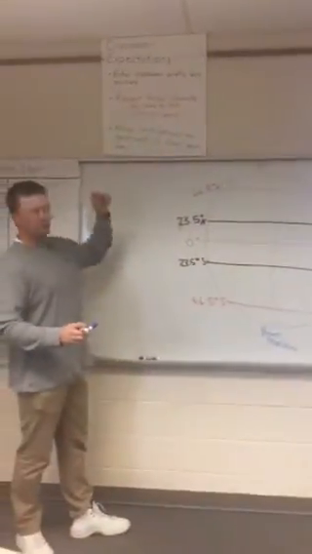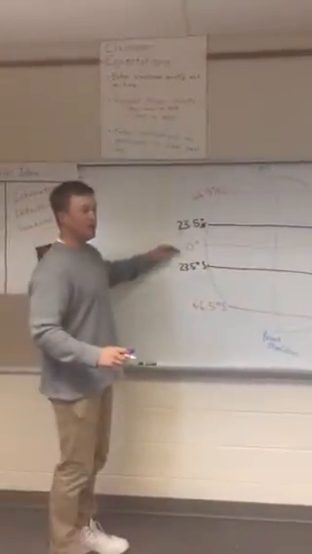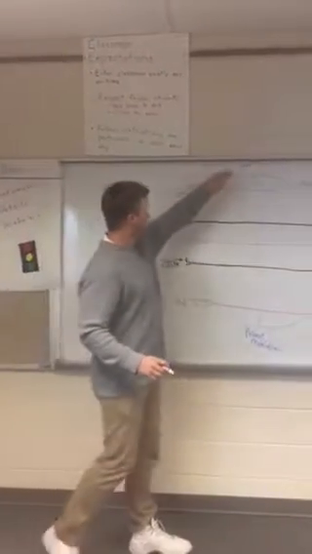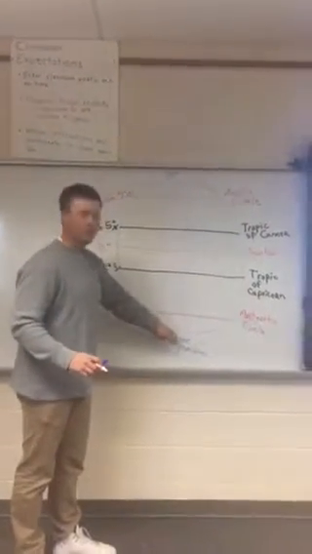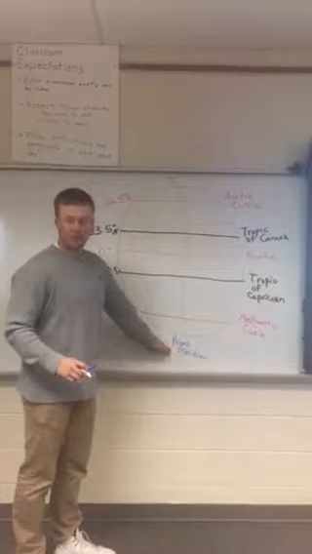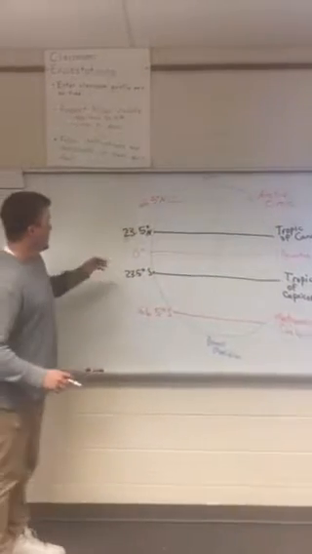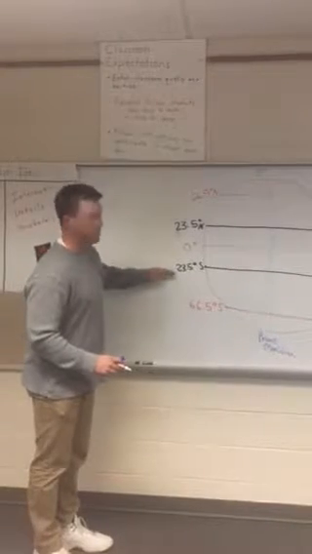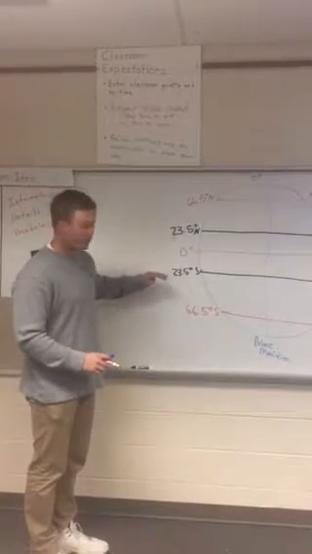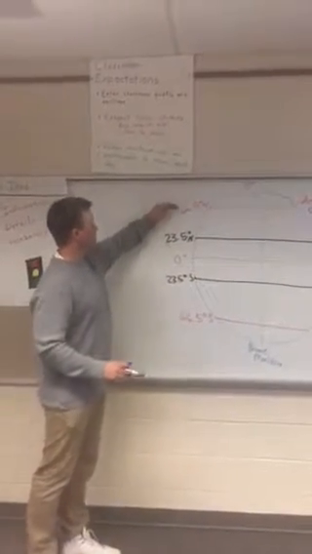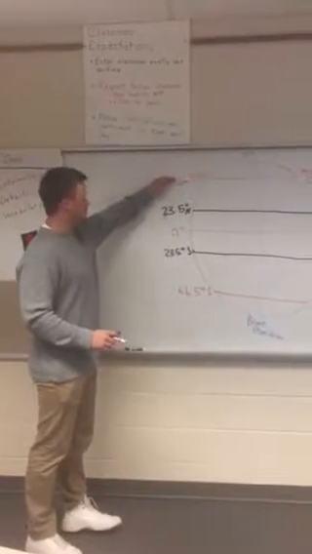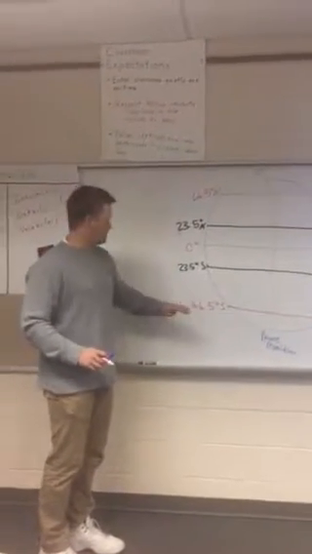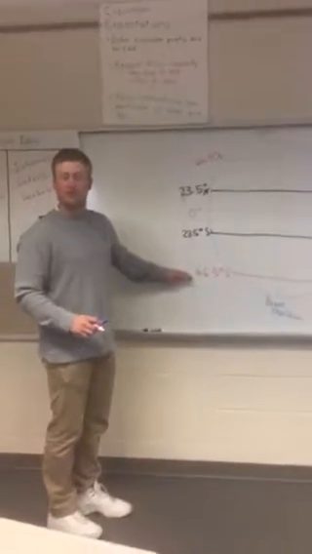Okay, so just a quick recap here. We have the equator at 0 degrees latitude. We have the prime meridian, which runs north and south, at 0 degrees longitude. We have our Tropic of Cancer, which is 23.5 degrees north. Our Tropic of Capricorn, which is 23.5 degrees south. We have our Arctic Circle, which is 66.5 degrees north. And our Antarctic Circle, which is 66.5 degrees south.